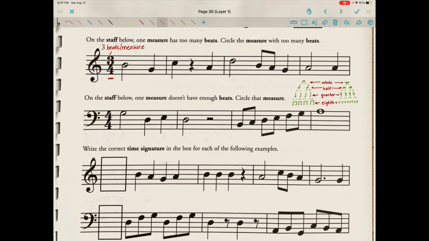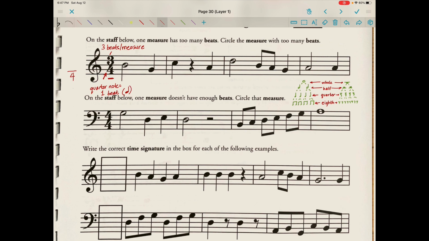And then the bottom number will tell us what kind of note should be the beat or pulse note. So remember, we can think of that bottom number as the denominator of a fraction, and that will help us remember that we're saying a quarter note equals 1 beat, and just remembering that that'll look like a filled in note head with a stem, right?